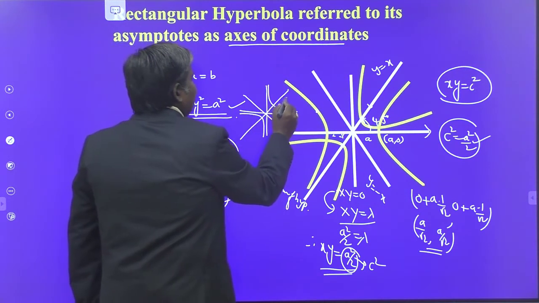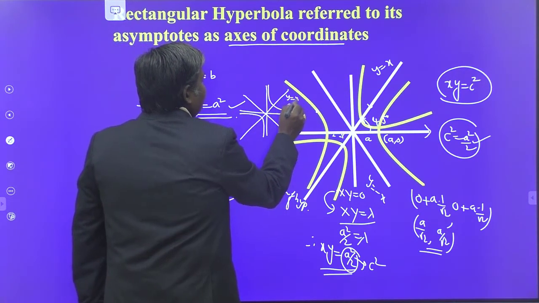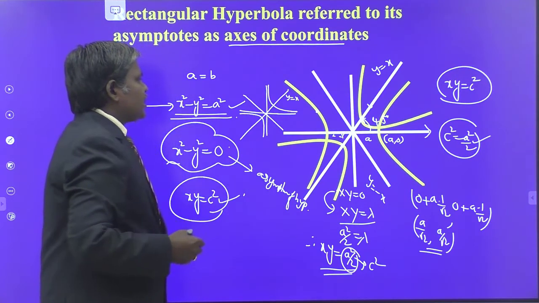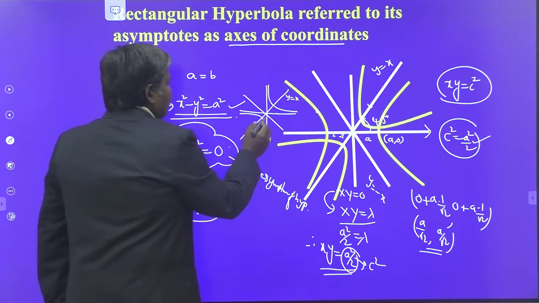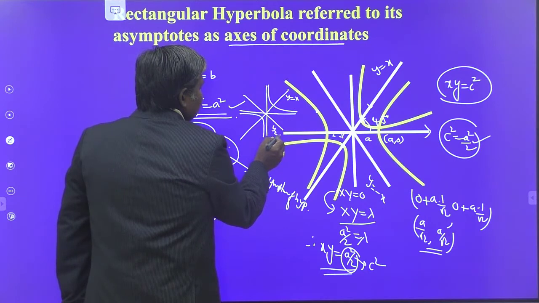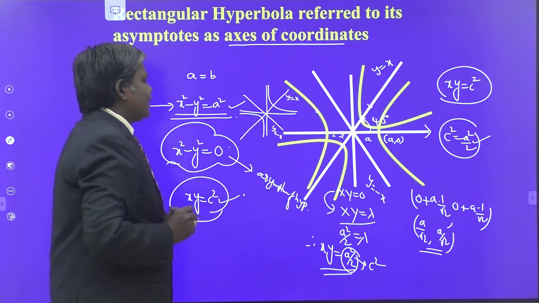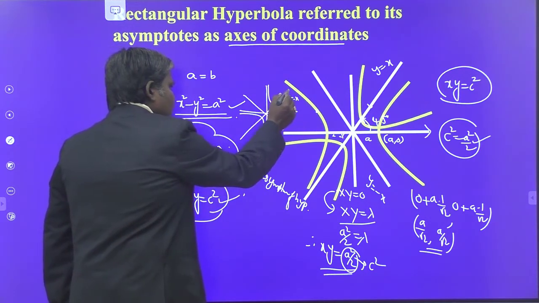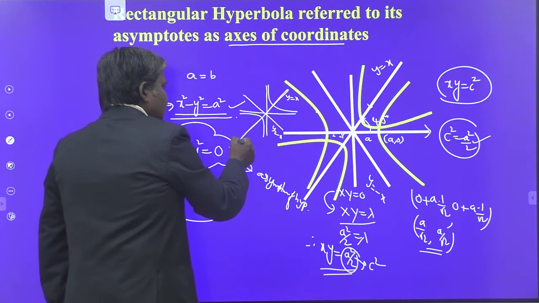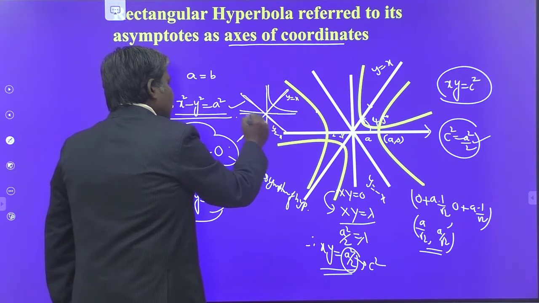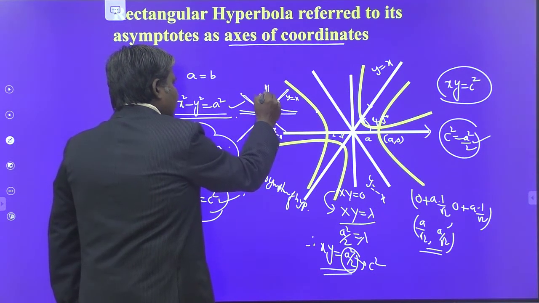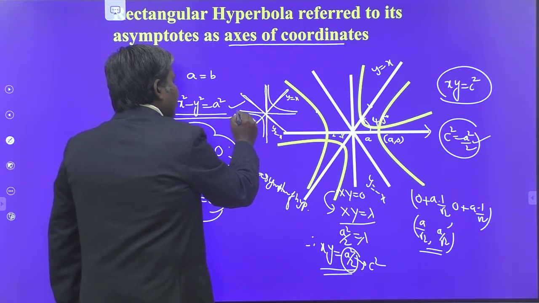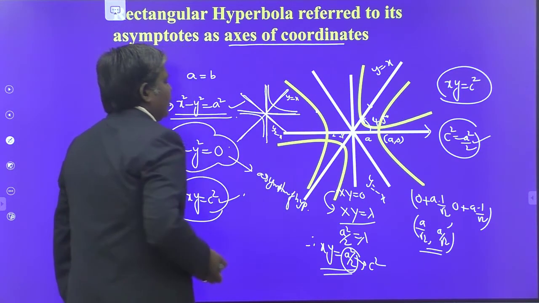So what about my transverse axis here? Y equal to x is the transverse axis for xy is equal to c square, and the conjugate axis is y equal to minus x. These are the axes, my dears. These are the axes, not these. These are the asymptotes of my hyperbola xy is equal to c square.